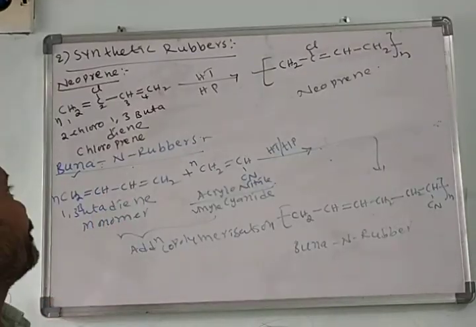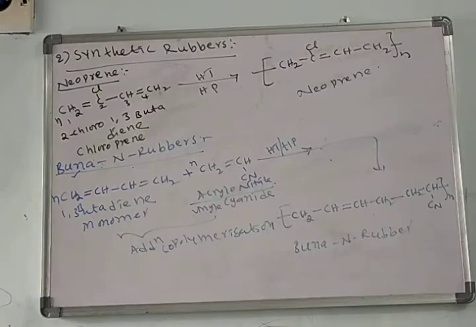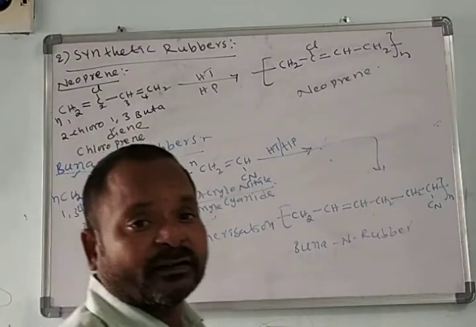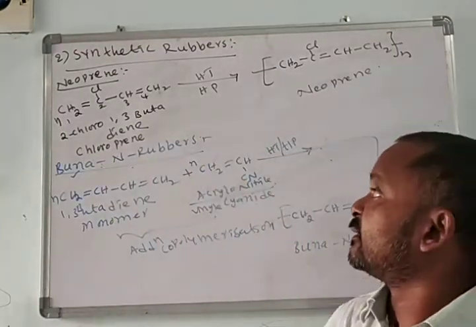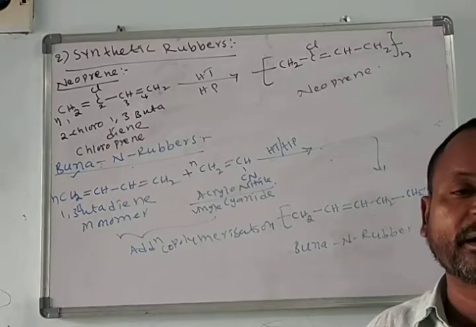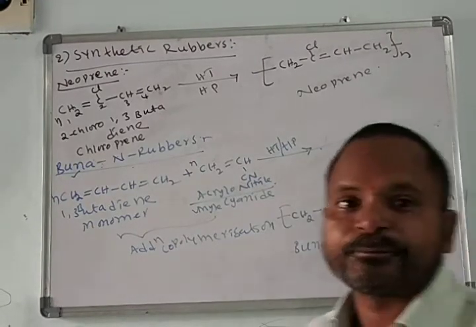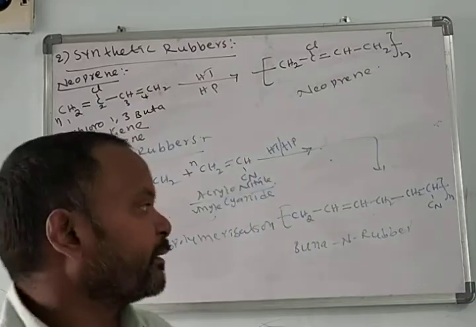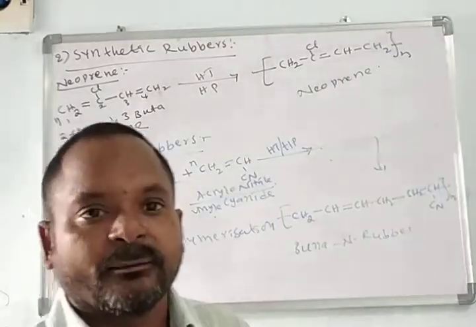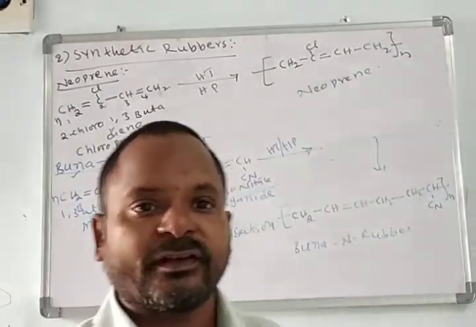This is about the preparation of neoprene and Buna rubber: the structure, preparation, and monomers of the synthetic rubbers neoprene and Buna N rubber. This is the polymers chapter, part 2, second PUC.